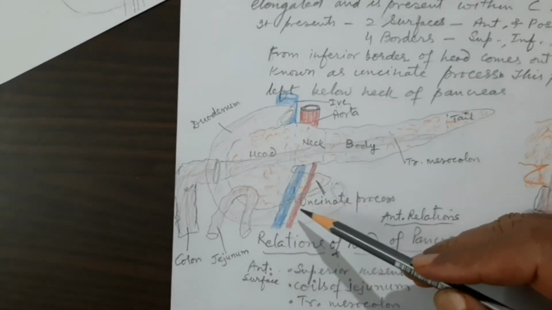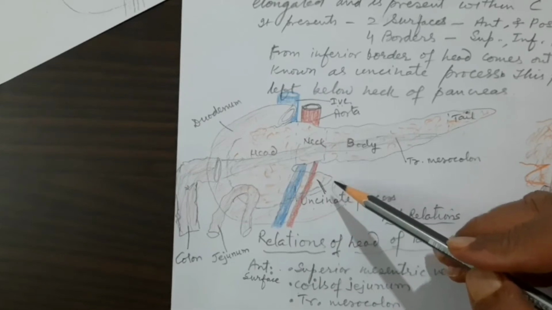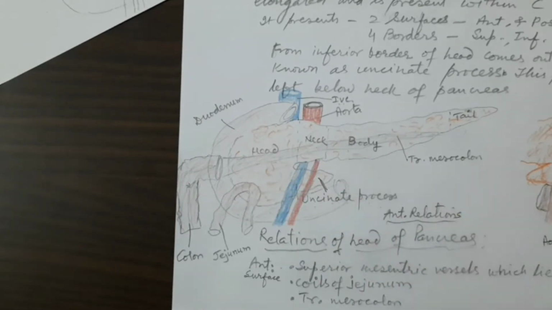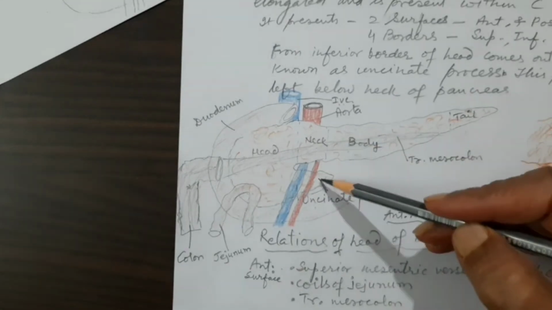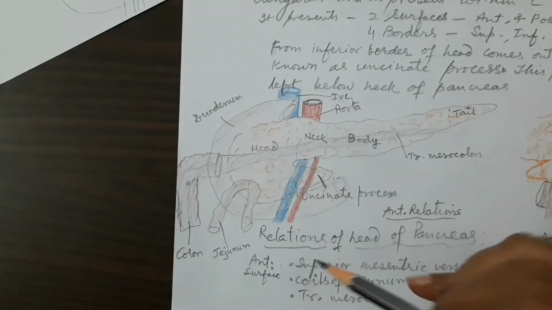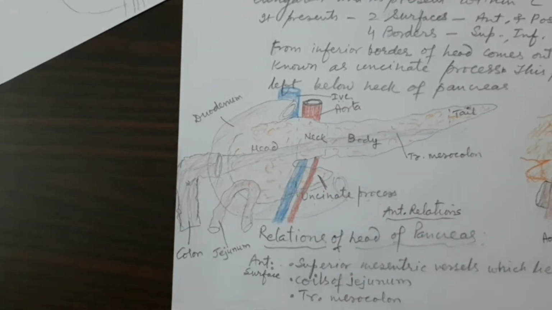Now this process runs towards the left, below the neck of the pancreas. So the uncinate process is not part of the neck, it is part of the head, but it is running towards the left. That's why it lies below the neck, right?